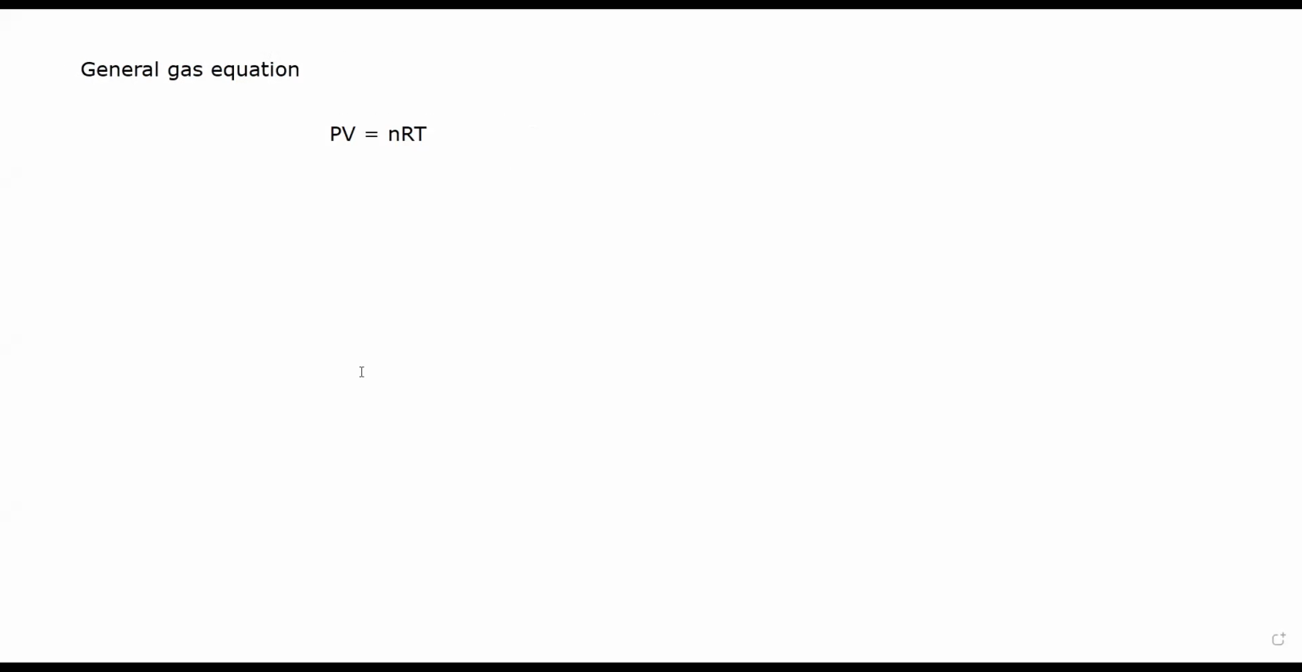Basically, it is used to find unknowns. P stands for the pressure, V stands for volume, n is the number of moles, R is the general gas constant, and T is the thermodynamic temperature. So P is the pressure. What is the SI unit of pressure? The SI unit of pressure is Pascal or Newton per meter square.